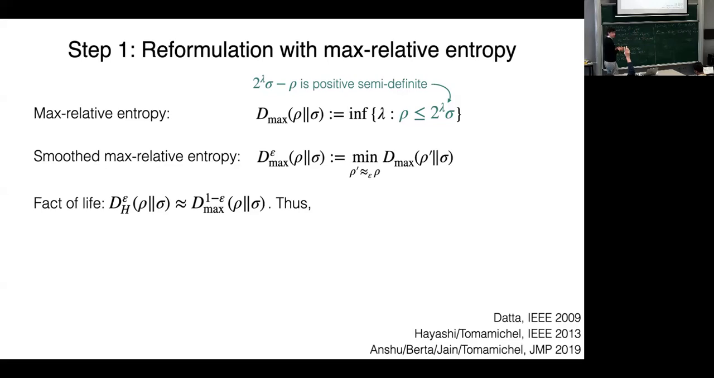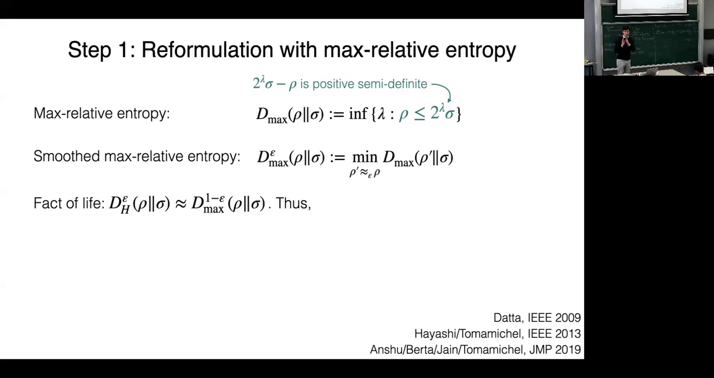Question? Yes. So smoothing with 1 minus epsilon means that the rho prime that you allow could be super far away from the rho. Yes, but not orthogonal. Epsilon is between 0 and 1. I see, I guess since we're doing the asymptotic limit, this will not matter. Okay.